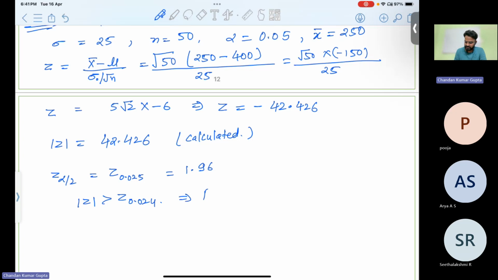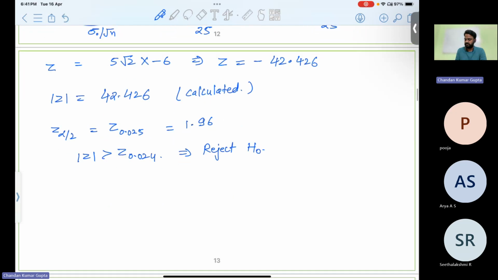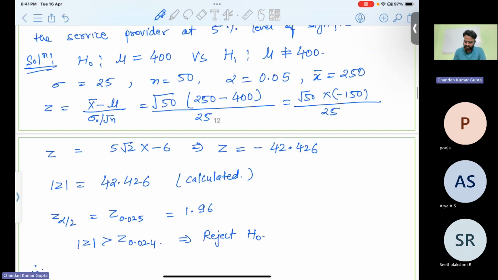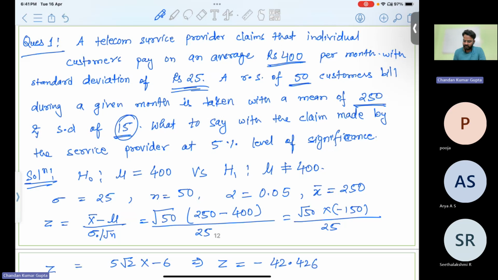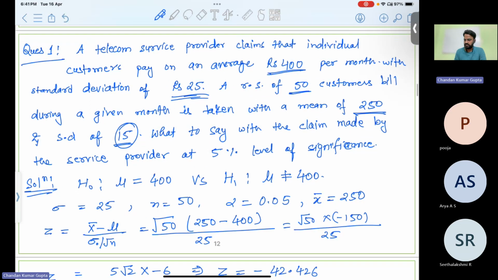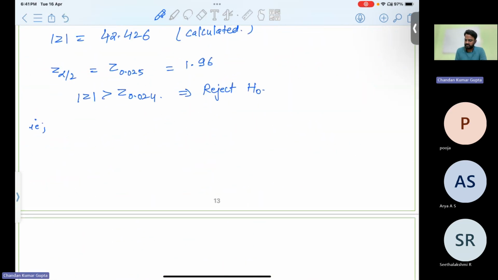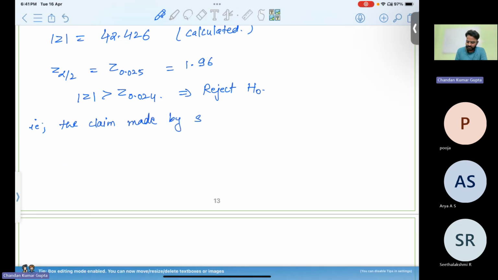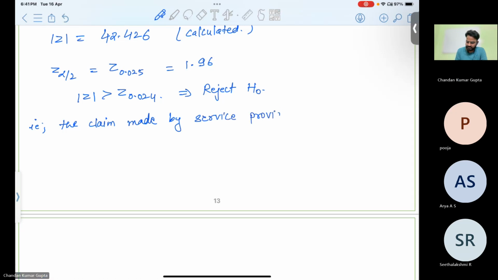This implies we reject the null hypothesis H naught. And thus we can interpret it like this. Our question is whether the claim made by the provider is true or not. The claim is that the average customer pays 400 rupees per month individually. So that means the claim made by the service provider is not correct.